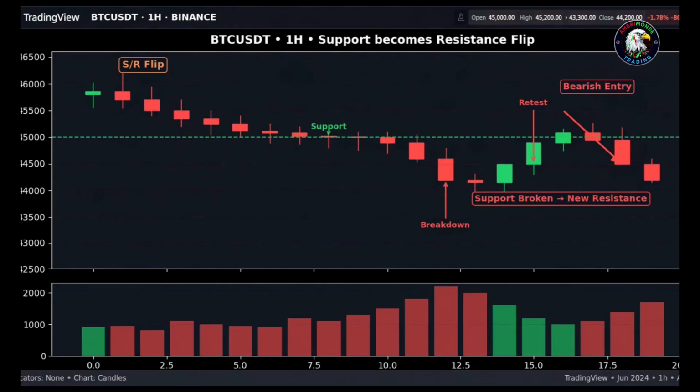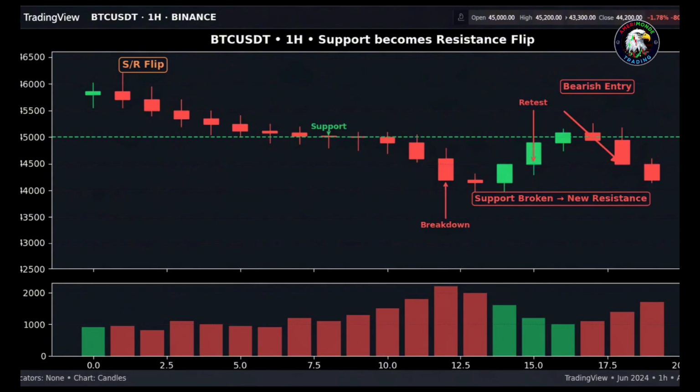Golden rule you must tattoo in your mind. Support becomes resistance and resistance becomes support. We call this S/R flip. Look at this example. This green line was strong support. Price bounced many times. Then C3 expansion comes, breaks it down hard with a big red candle. Breakdown. Now what happens? Price tries to come back up, touches the exact same old support line, but now it rejects and falls.